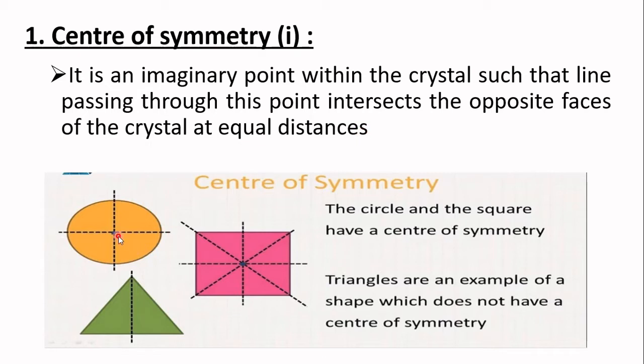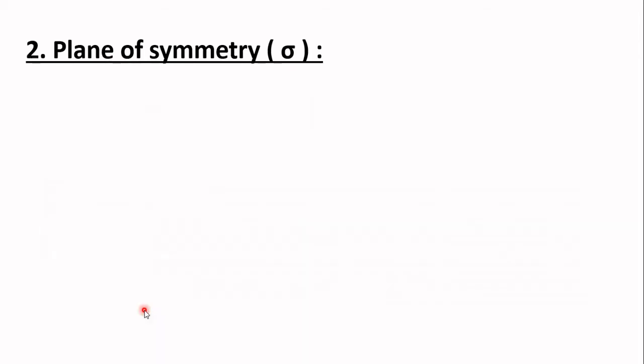See, let me consider this point in a circle. When I draw a line passing through this point, it intersects the opposite faces at an equal distance. You may consider it vertically or horizontally. We can find the same kind of imaginary point in the square also, but we cannot find it in the triangle. Hence, it does not have a center of symmetry.